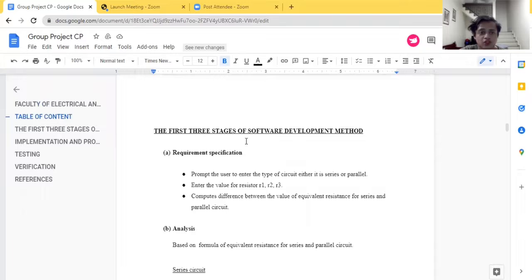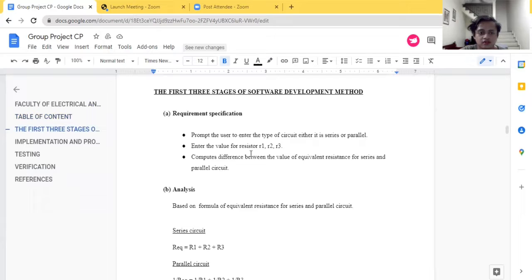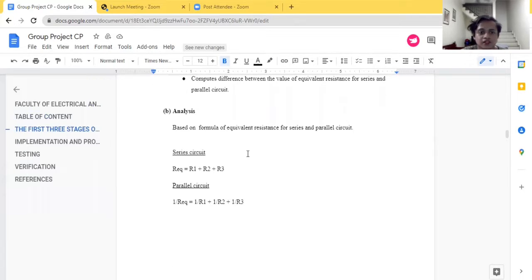So we want to talk about the first 3 stages of software development method. A, we have requirement specification. We have to prompt the user to enter the type of circuit, either series or parallel. Second, we want to enter the values for resistors R1, R2, and R3. Third, we want to compute the difference between the value of equivalent resistance for series and parallel circuit. This is based on the formula of equivalent resistance for series and parallel circuit.